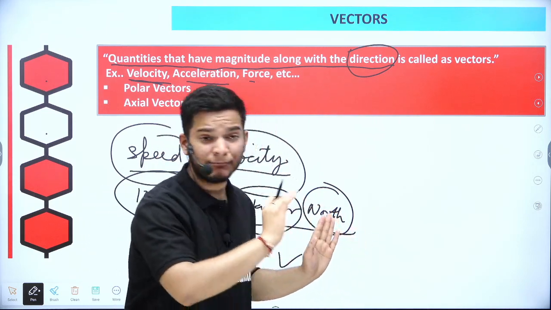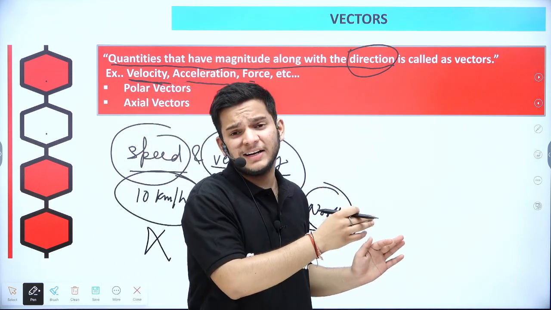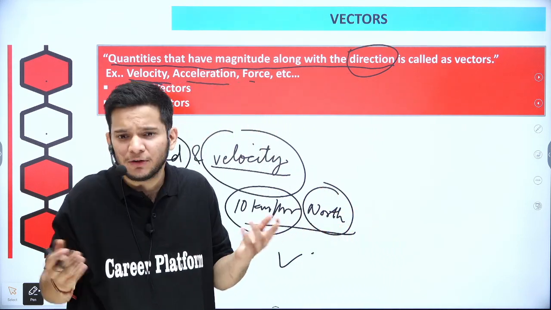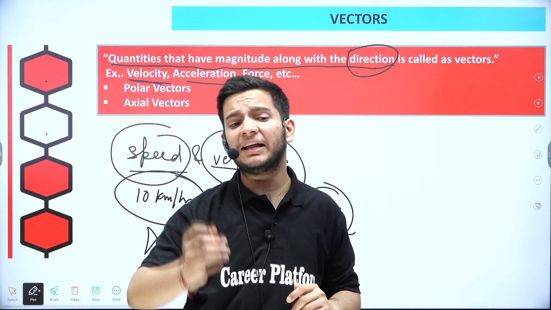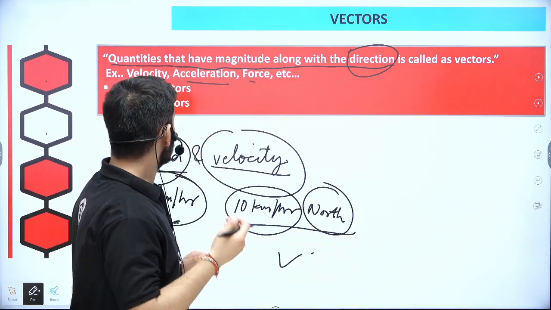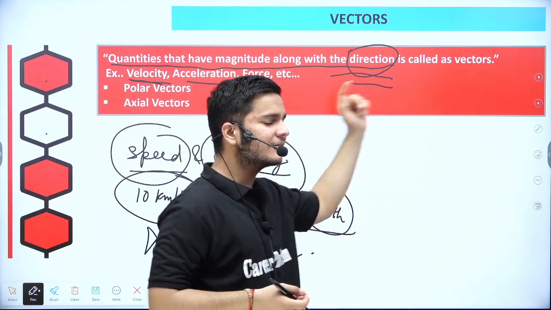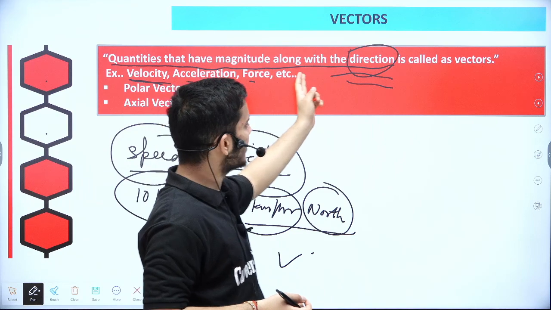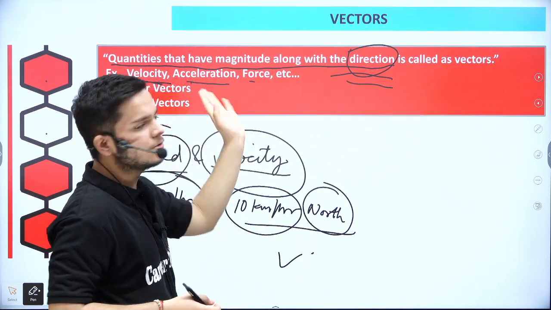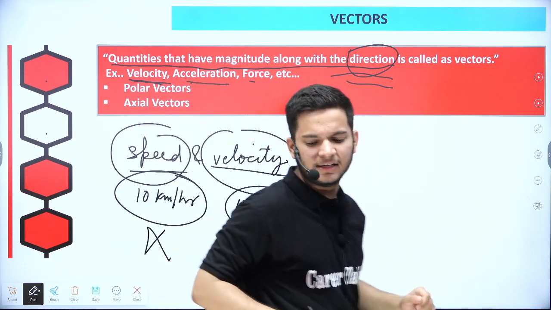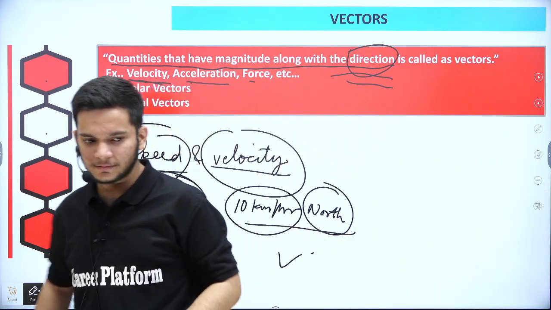I'm not just pushing him. I have to push him in one particular direction. I can't push him in no direction. So the direction has to be defined when there is a magnitude, when there is a value. This is the basic thing, quantities that have magnitude along with direction, and it is one of the most important things we need to learn. For example, velocity, acceleration, force, etc. Is this clear? Is there any doubt?